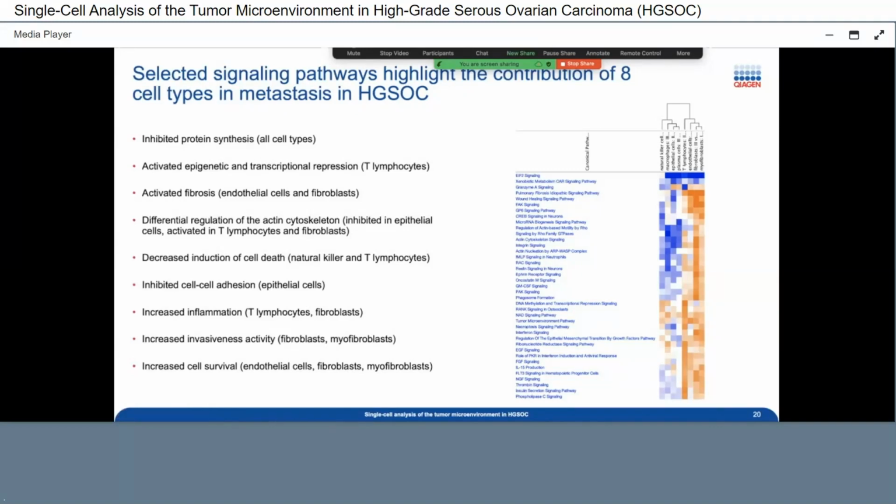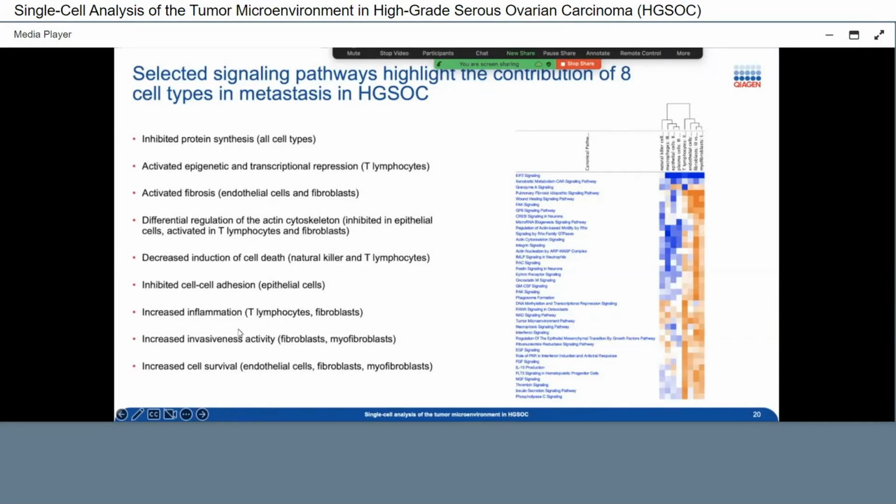You have differential regulation of the actin cytoskeleton, particular inhibition in epithelial cells, activation in T lymphocyte and fibroblast, a decrease in inhibition of cell death. You've seen that in natural killer and T lymphocytes. You have a general inhibition of the cell-cell adhesions, especially in epithelial cells. All of that contributes to what we call epithelial to mesenchymal transitions that favor the metastatic, right? You create a niche and you colonize that. That's the way cancer cells do. And you need all of these phenomena to happen to promote that cancer.